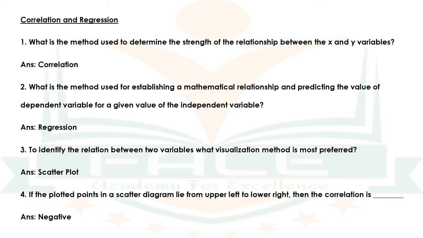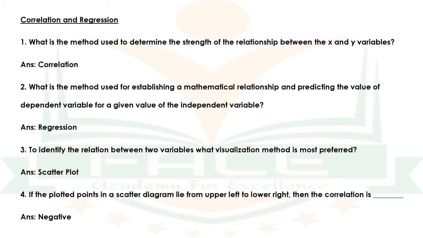Question number 2. What is the method used for establishing a mathematical relationship and predicting the value of the dependent variable for a given value of the independent variable? The answer is regression. Question number 3. To identify the relation between two variables, what visualization method is most preferred? The answer is scatter plot.